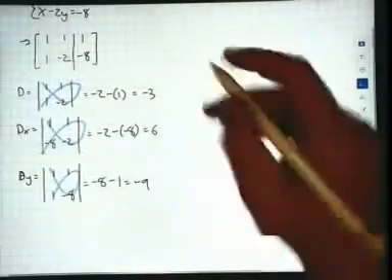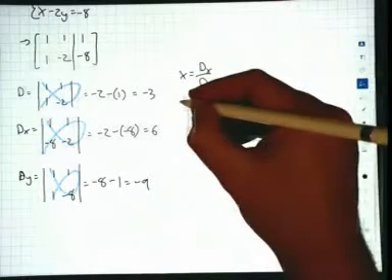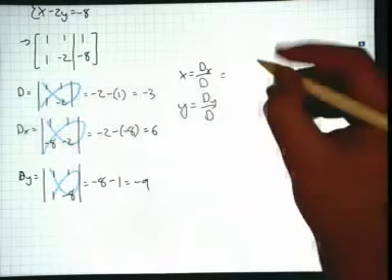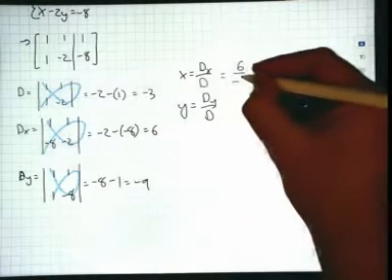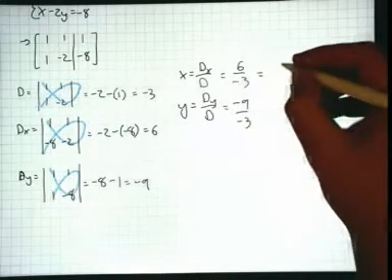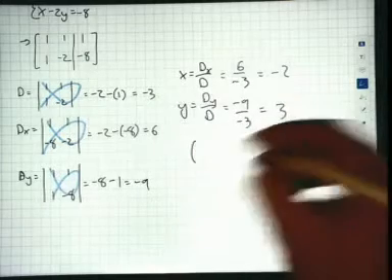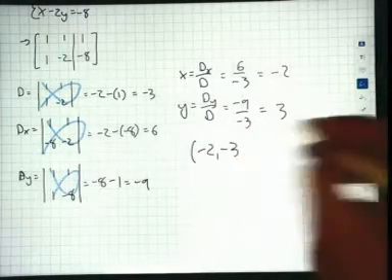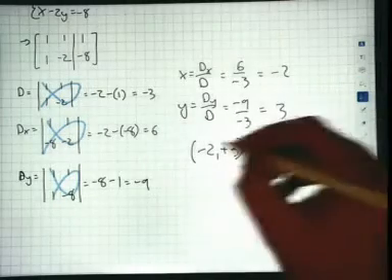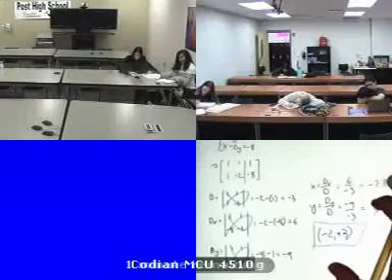So then, recall that x is equal to Dx over D, and y is equal to Dy over D. So we have 6 over negative 3, and then negative 9 over negative 3, so that becomes a negative 2, positive 3, so that means our solution is negative 2, negative 3. Or excuse me, negative 2, positive 3. Does that make sense? Yes, sir. Thank you. You're welcome.